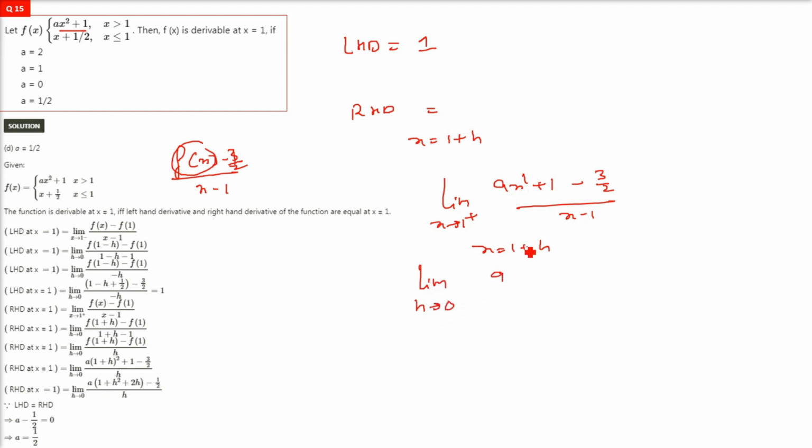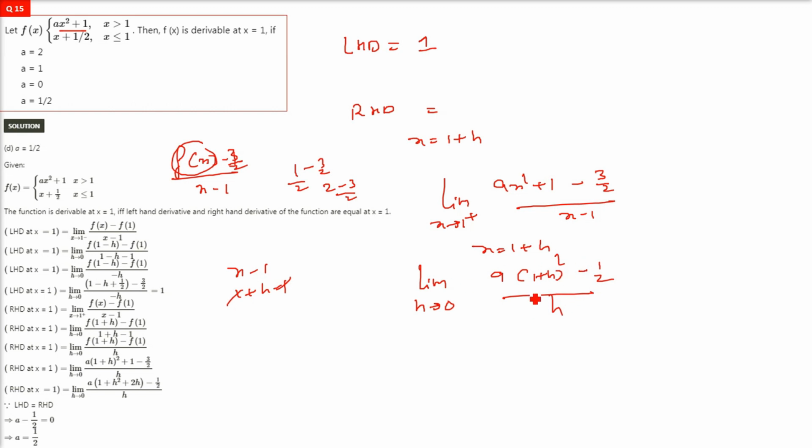You have a. In place of x, put 1 plus h whole square. So 1 minus 3 by 2 is, this is going to be negative half. Okay. x minus 1, so 1 plus h minus 1, this gets h.